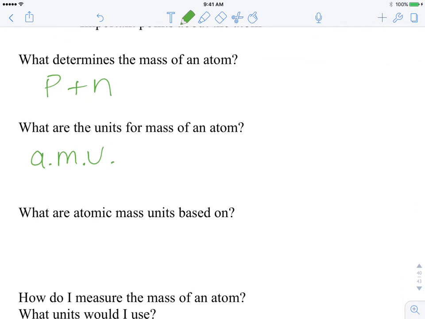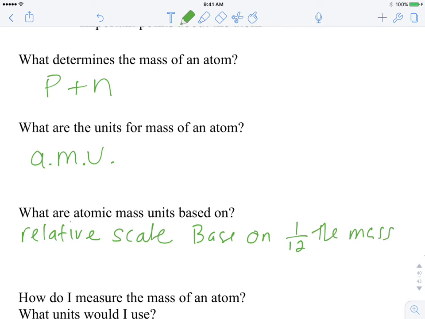All of these atomic mass units are based on what's known as a relative scale. This relative scale is actually based on 1/12 the mass of a carbon-12 atom. Now carbon-12 is a specific isotope of carbon, and I'll tell you what an isotope is in a minute, but it's based on 1/12 the mass of a carbon-12 atom.